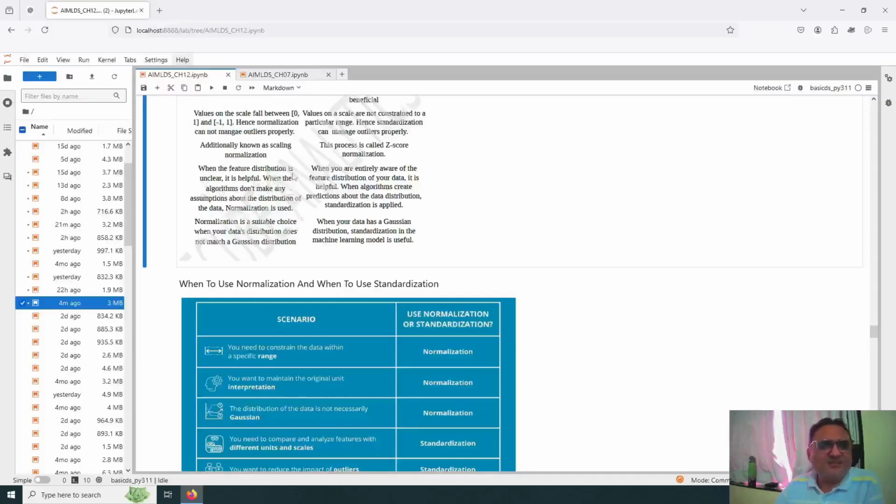They do not require a specific type of data distribution, so normalization can be used. But if you are completely aware of the feature distribution of your data, then standardization is better. And when algorithms create predictions about the data distribution, then standardization is applied. Now, what is the meaning of this last sentence? That becomes clear when we start making some project. But I will give you just a brief example.